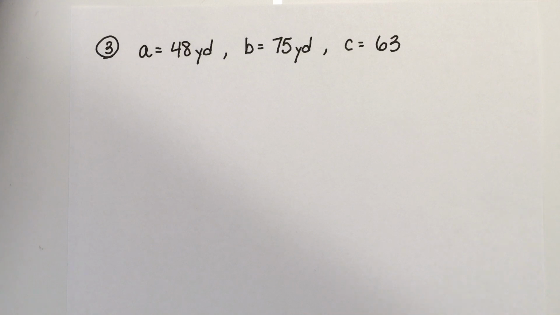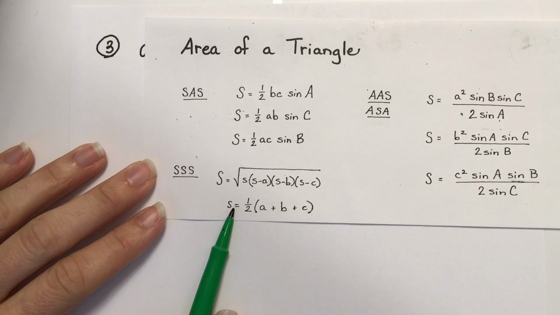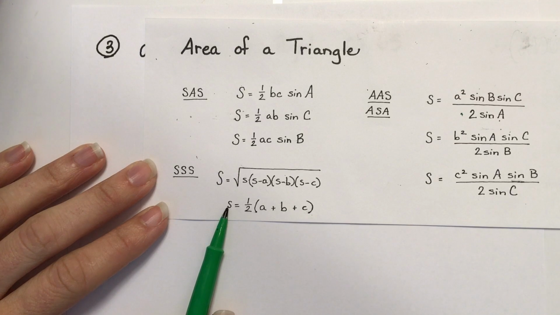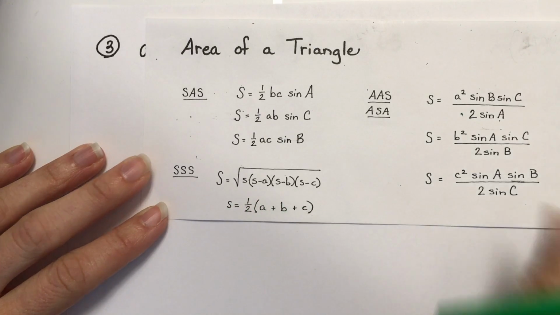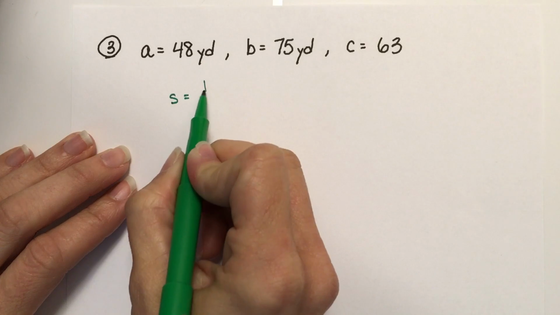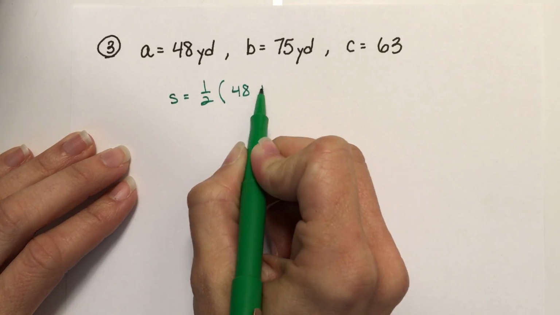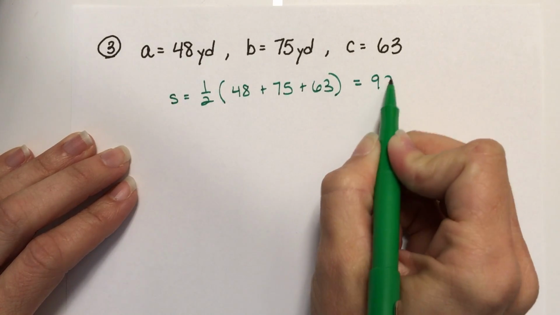All right, third one. Now, the situation I have here is easy to identify because it's all three lowercase letters, so this is your side, side, side. Now, this is where I said that you have to use both formulas. You're actually going to use this one first. This is a little s, lowercase s, so you have to use this formula, get this value, because then you have to use the little s in each of those spots. So that would be 1/2 times 48 plus 75 plus 63, and that's going to come out to be 93.